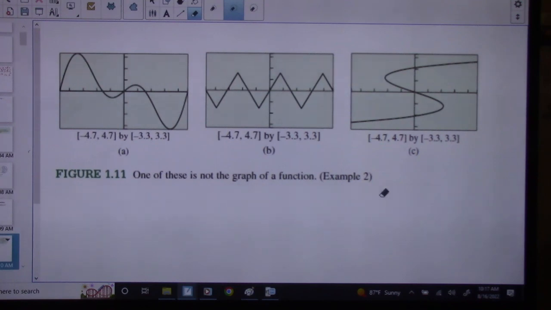One of these graphs is not the graph of a function. Which one is not a function? The far right one. Far right one, because it fails the vertical line test. So there it is, fails the vertical line test.